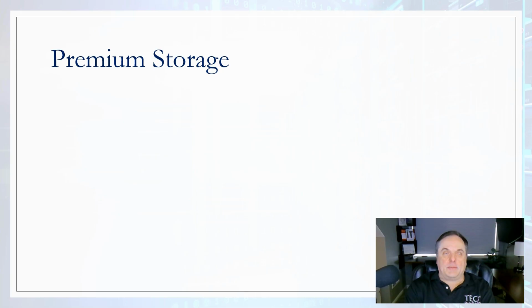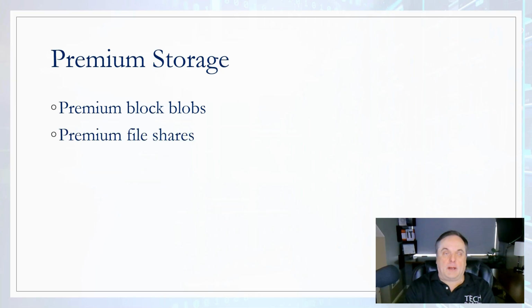Let's look at that premium storage. Premium storage is going to include premium block blobs, premium file shares, as well as page blobs. When you use premium storage, they're always going to use solid-state drives for the maximum performance and supporting specific redundancy, such as local redundant storage and zone redundant storage. Premium block blobs are going to be great for storing large amounts of unstructured data, just like in a regular blob type of storage, such as images and video.